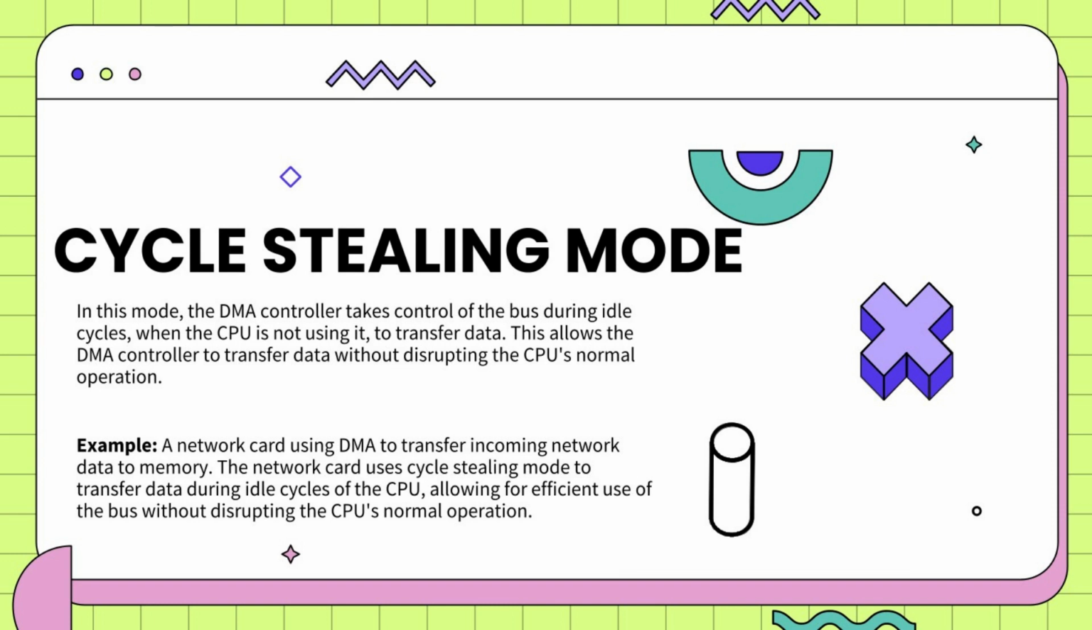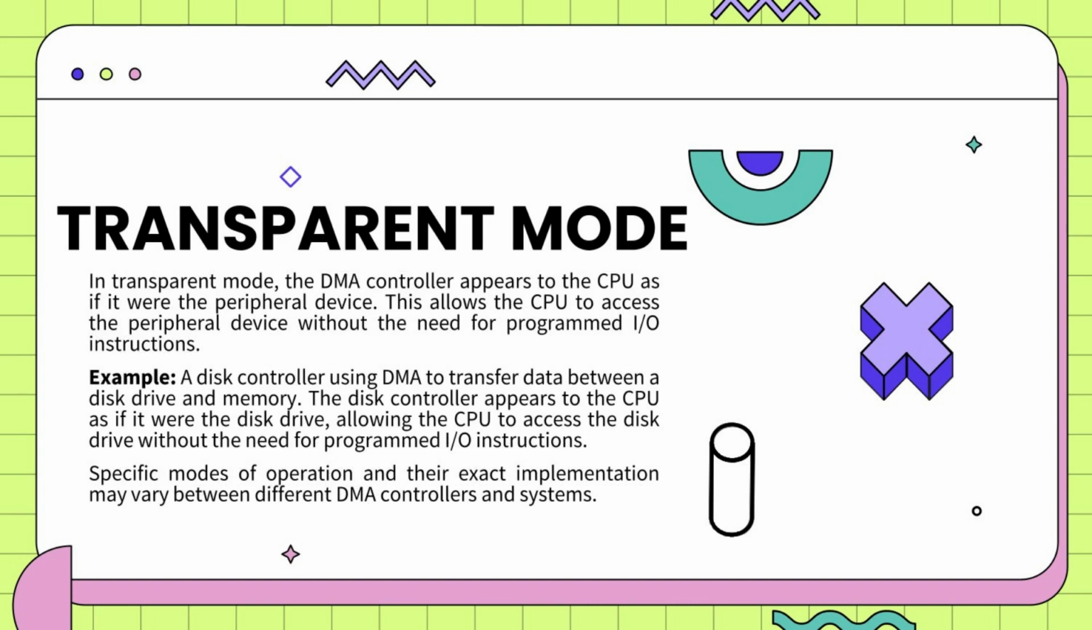The graphics card uses burst mode to transfer multiple words of data in a single burst cycle, allowing for faster data transfer. Cycle stealing mode. In this mode, the DMA controller takes control of the bus during idle cycles when the CPU is not using it to transfer data. This allows the DMA controller to transfer data without disrupting the CPU's normal operation. Example: a network card using DMA to transfer incoming network data to memory. The network card uses cycle stealing mode to transfer data during the idle cycles of the CPU, allowing for efficient use of the bus without disrupting the CPU's normal operation.